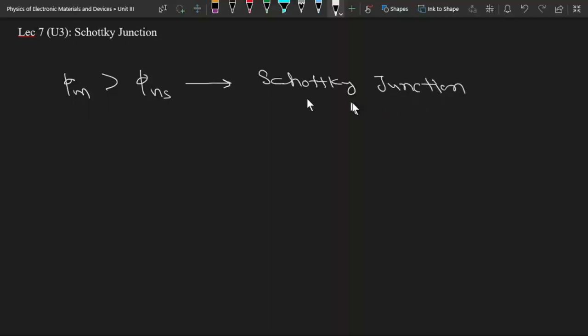This Schottky junction can also be made between a metal and a p-type semiconductor. But for that, this condition gets reversed. That is, if the work function of the metal is lower than the work function of the p-type semiconductor, then this junction is also known as a Schottky junction.